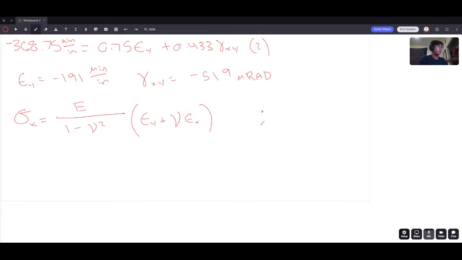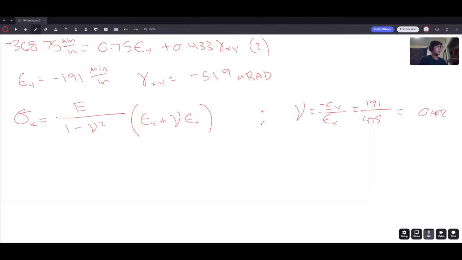So for Poisson's ratio, it's going to be the negative lateral strain over the positive horizontal strain. And for this problem, that's negative epsilon y over epsilon x, which is 191 over 475, same units, so the units cancel out. And that equals 0.402. So that's our Poisson's ratio.